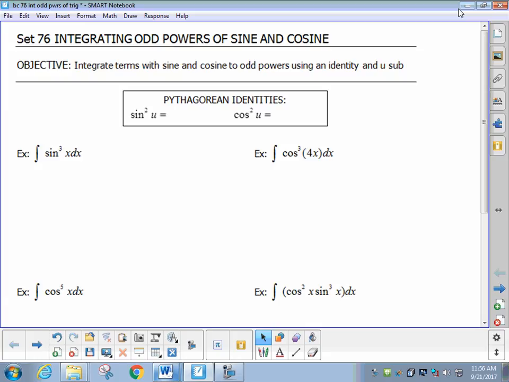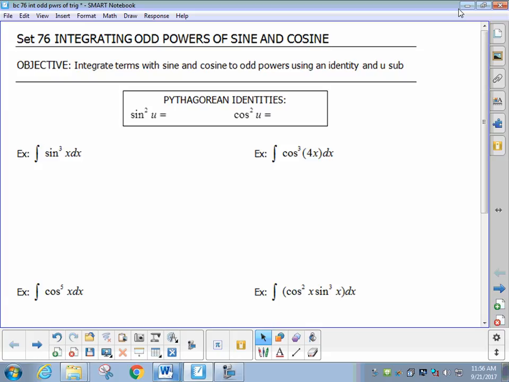Would you change set 83 to integrating even powers of trig? Set 76 should be odd powers. Set 83 should be even powers.